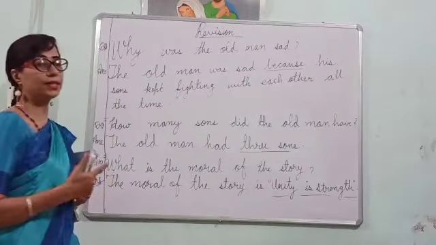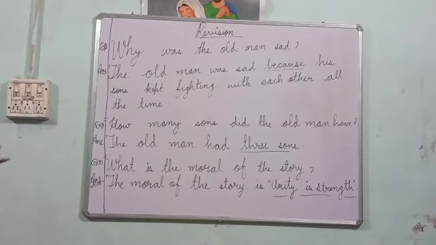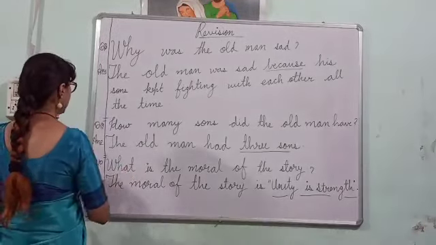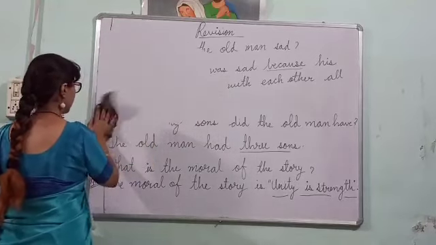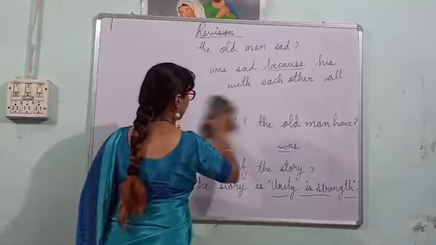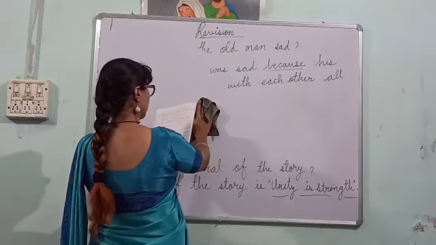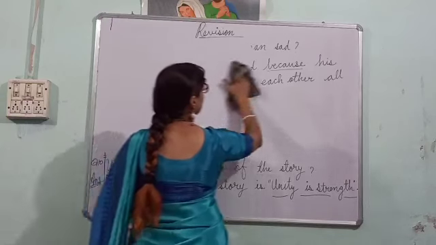Okay. Now write it fast. I'm going to give you time. You can write neat and clean handwriting. Okay. Understood that? Write it fast. Okay, children. I'm going to rub this. Now you write question number 11. And the question is, why could the sons not break the bundle of sticks?